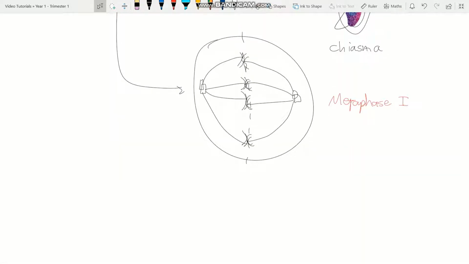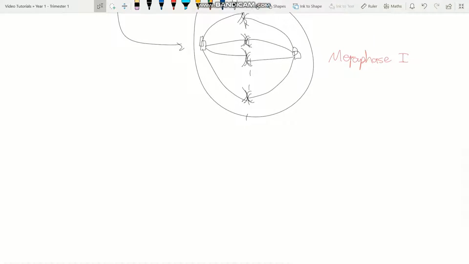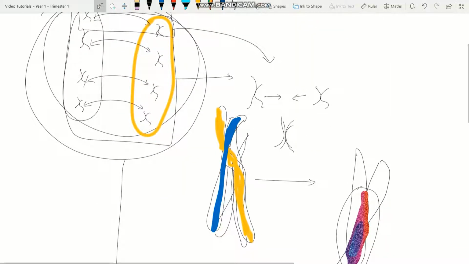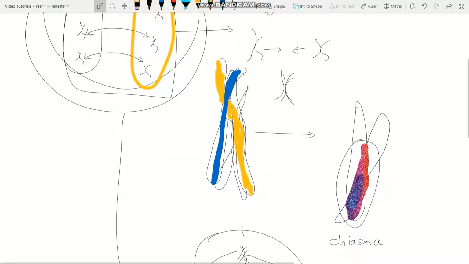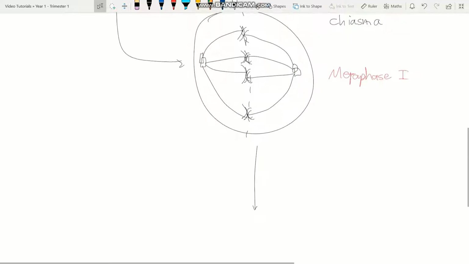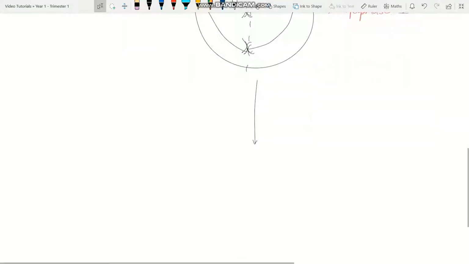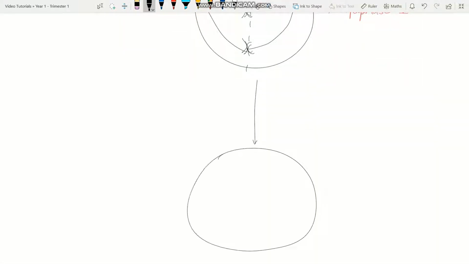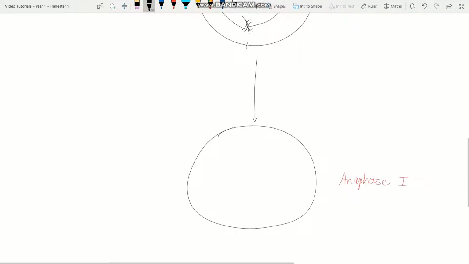Now, after metaphase 1, the process of meiosis gets much simpler, because unlike crossing over or any swapping of genetic material that occurs, the process is quite similar to mitosis. So after this entire process has occurred, anaphase 1 can start. And in anaphase 1, the process is quite similar to anaphase in mitosis.